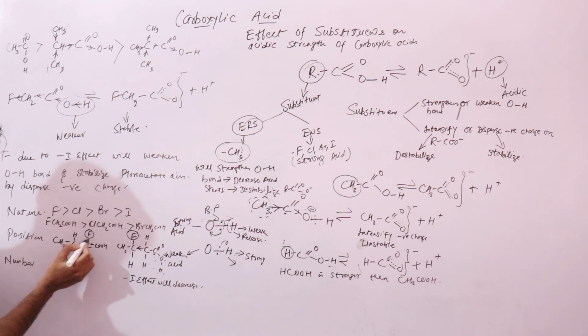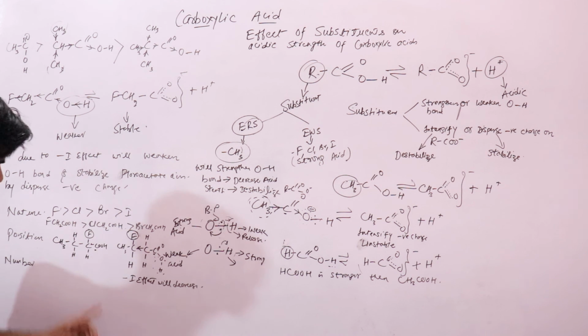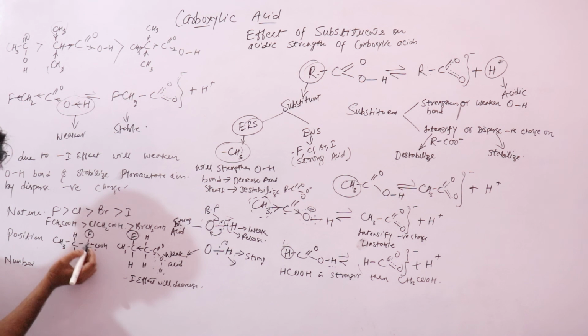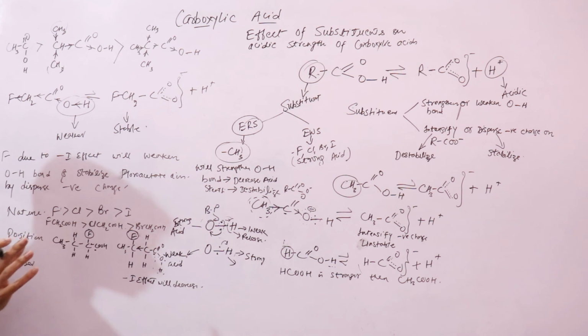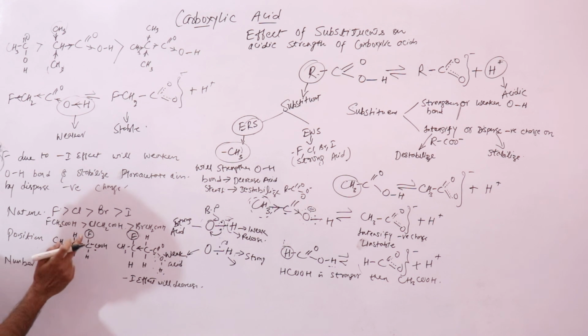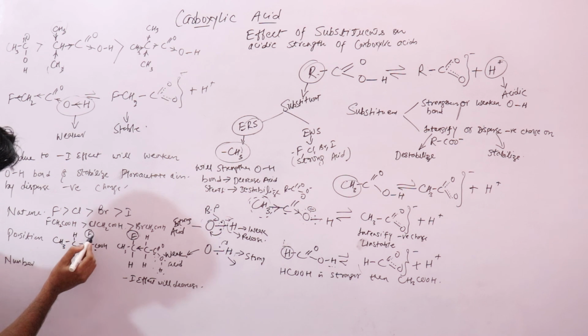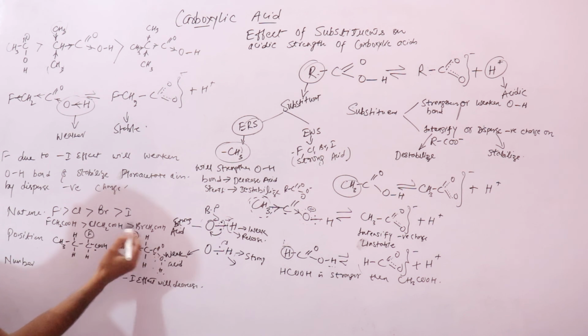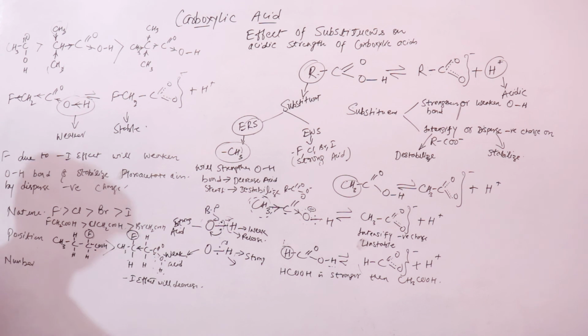Now in this case, when the fluorine atom is close to carbon, the minus I effect will be more, right? So electron withdrawal will be more in the acid where this halogen atom is close to this carbon atom. So we say that this acid would be stronger than this acid, right? Acid strength will decrease here. This acid would be stronger than this acid, right? This is what it means.